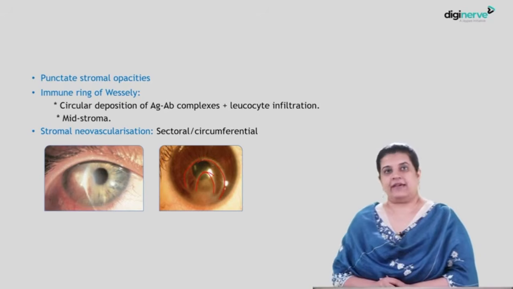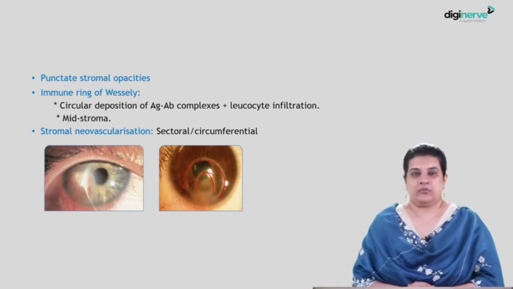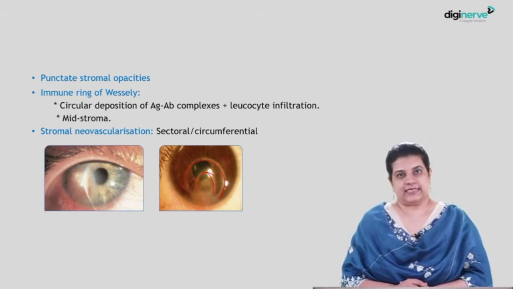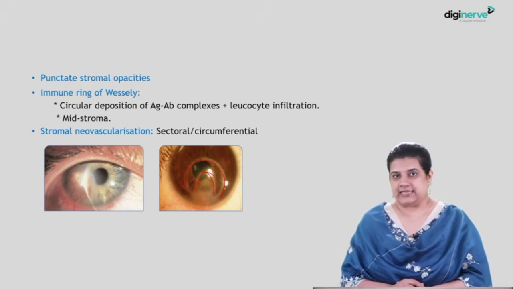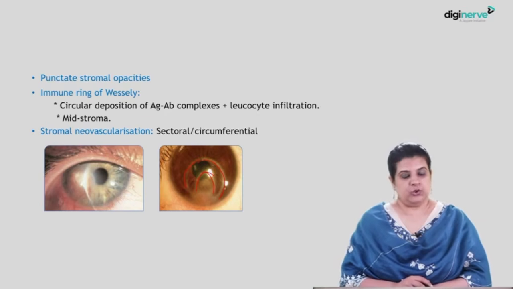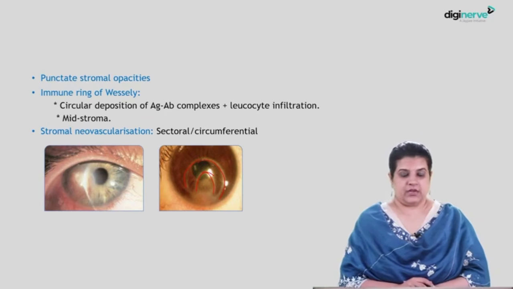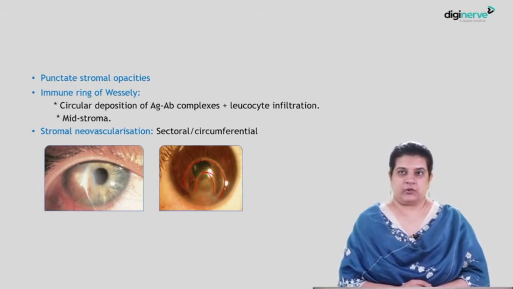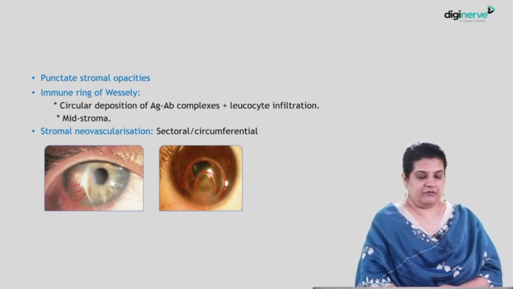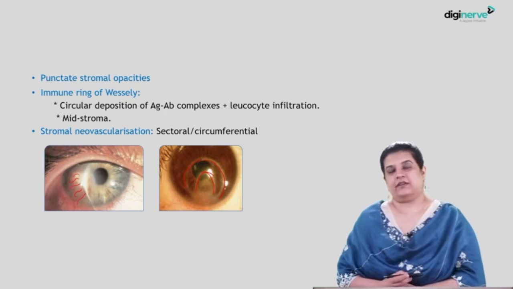So you can have an MCQ question on immune ring of Wessely. In which form of viral keratitis is the immune ring of Wessely seen? The answer is stromal keratitis. Stromal neovascularization can also happen, which can be sectoral or circumferential. In this image, we have the inferior sector that is having stromal neovascularization.